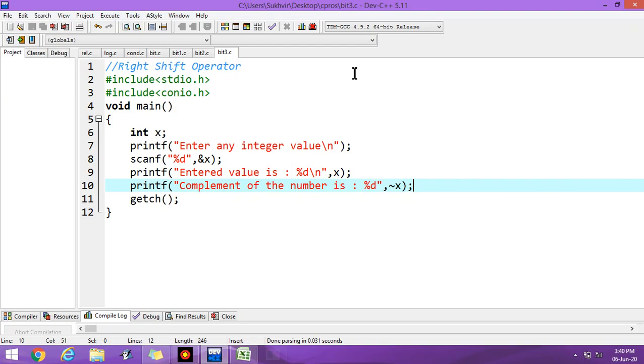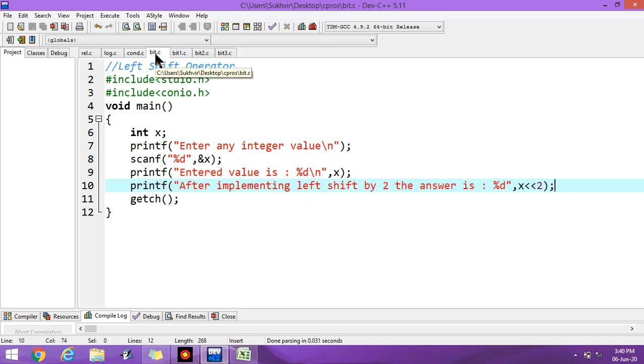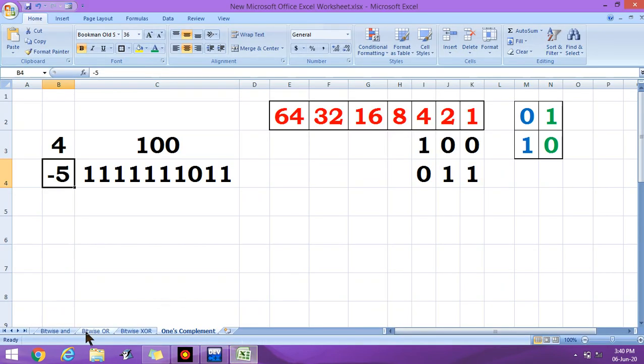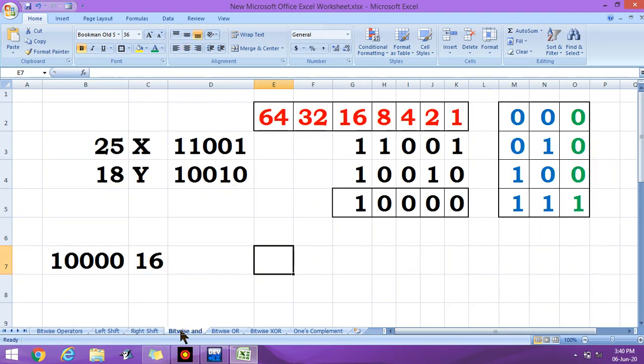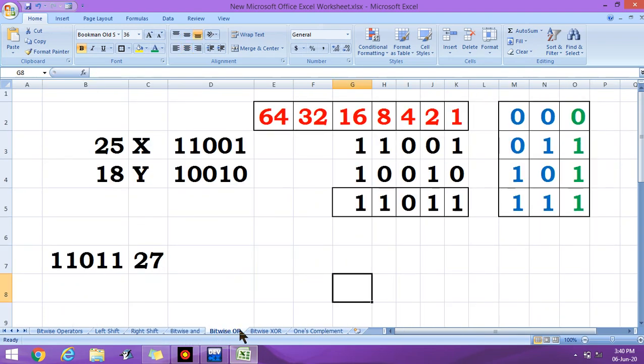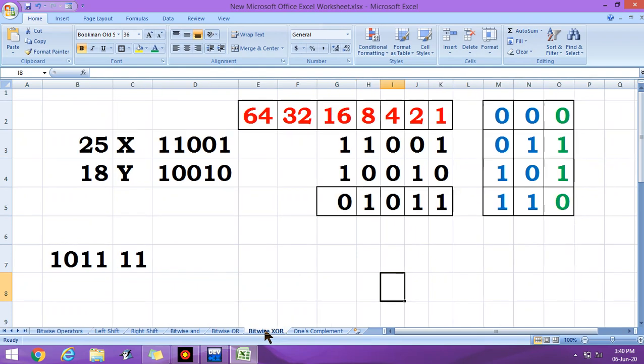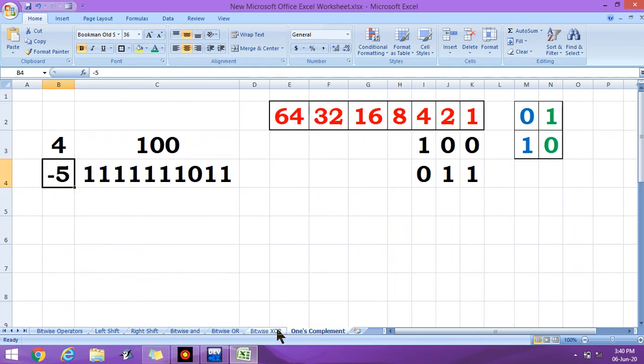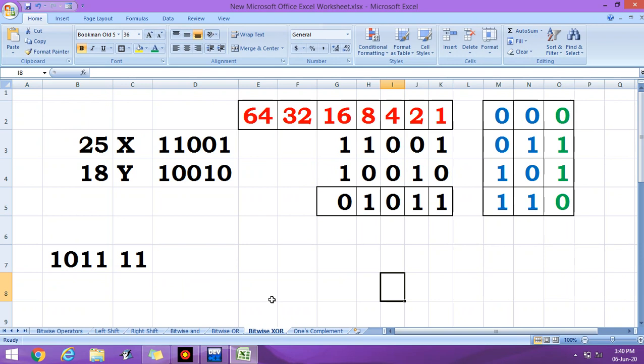These are the contents of bitwise operators. I repeat again. One is the left shift operator, then the second is right shift, and the third one is bitwise AND, then bitwise OR, bitwise XOR, and ones complement. It's advisable that if you calculate all the contents on a copy, you can understand the contents easily.